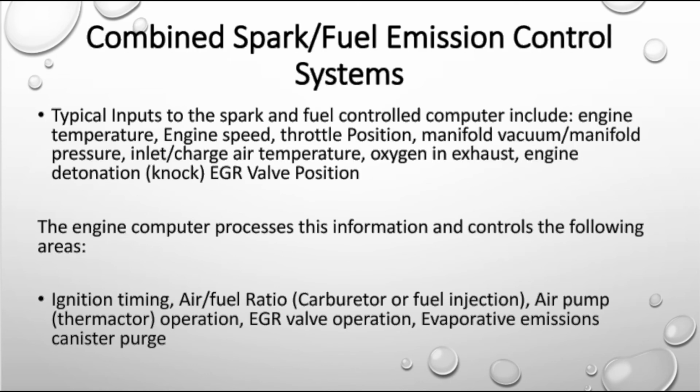Fuel control systems. Fuel injection systems. Typical inputs to the engine computer consist of manifold pressure, throttle position, engine speed, crankshaft position, engine temperature, and oxygen in the exhaust. The computer processes this information and tells the fuel injectors how long to stay open. This system controls the air-fuel ratios much more precisely than any carburetor system. The constant sensor inputs and precise fuel control provide a very accurate air-fuel mixture.